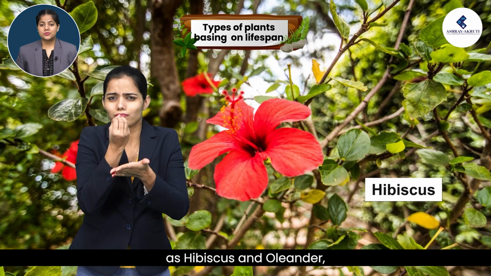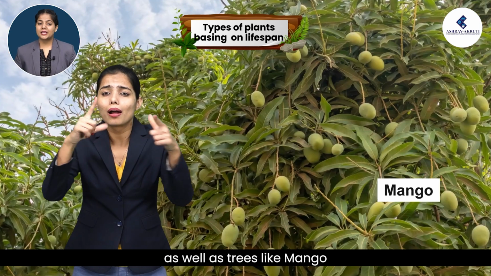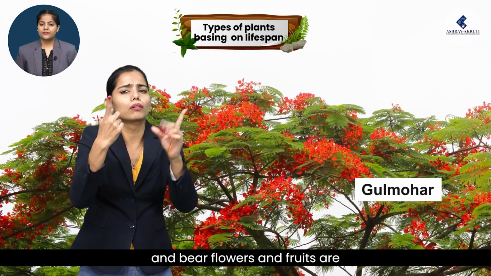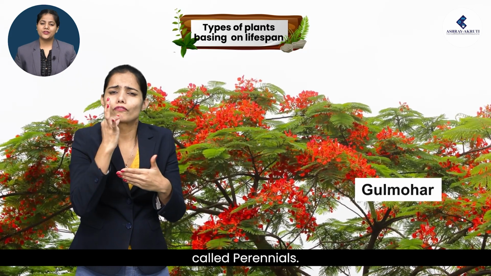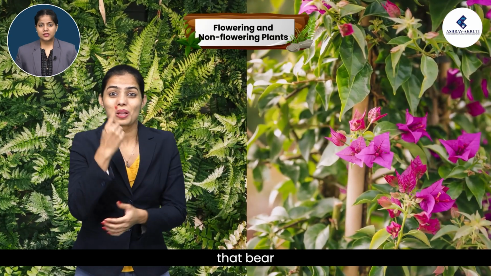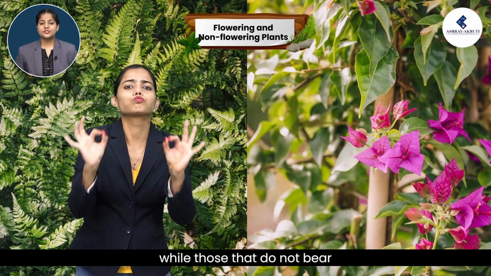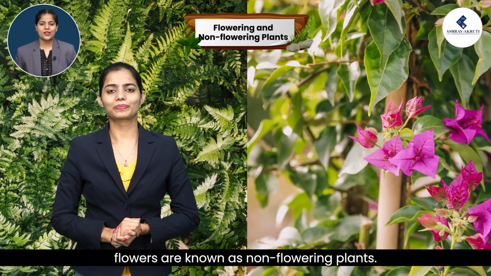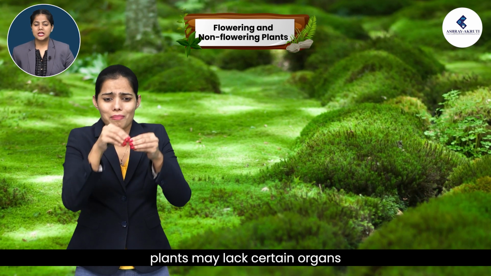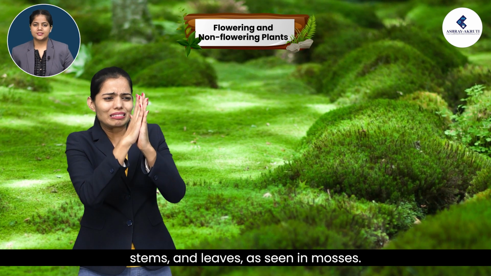Shrubs such as hibiscus and oleander, as well as trees like mango and gulmohar, live for several years and bear flowers and fruit. They are called perennials. Plants that bear flowers are called flowering plants, while those that do not bear flowers are known as non-flowering plants. Non-flowering plants may lack certain organs such as roots, stems, and leaves, as seen in mosses.